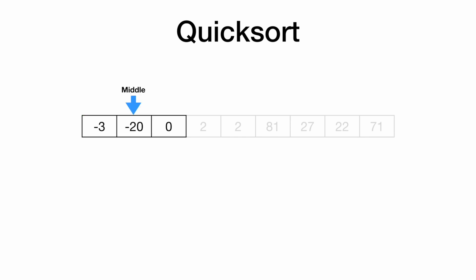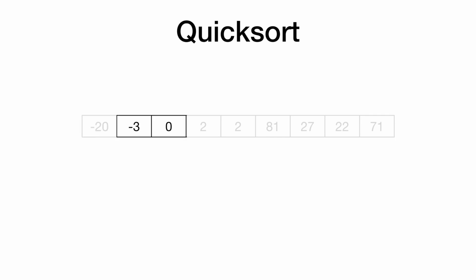negative 20 as our middle. Clearly it's not the middle, right? But that puts negative 20 on its own and negative 3 and 0 on their own. Right? Negative 20, how do you sort a single element? Well, it's already sorted, so we don't have to do anything.